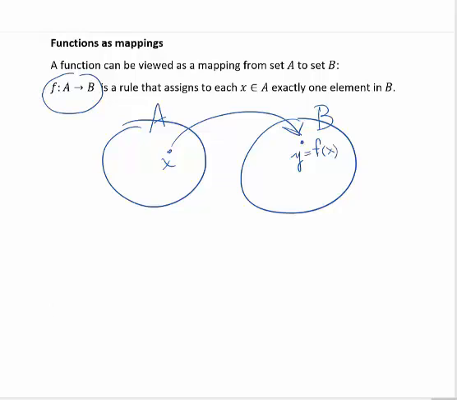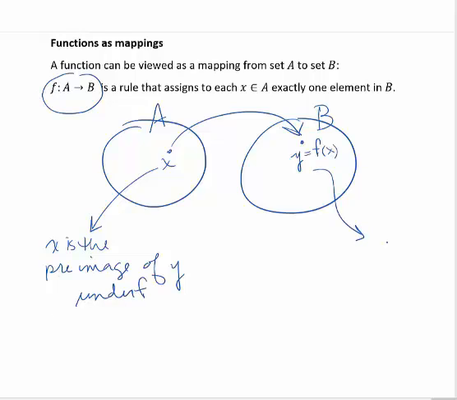Now let's just go through some vocabulary. Let's do X. X is called the pre-image of Y under F, under the function. And Y is the image of X under F.